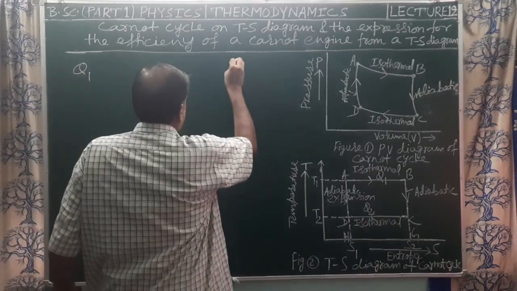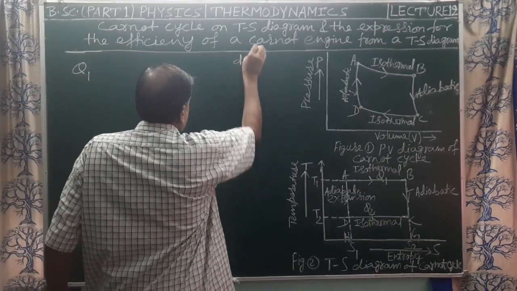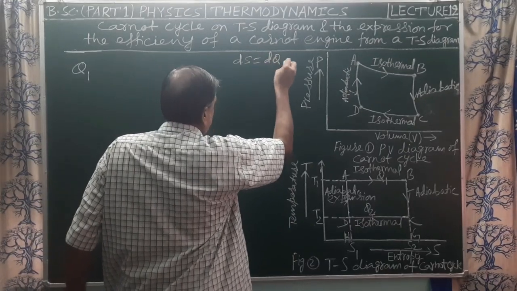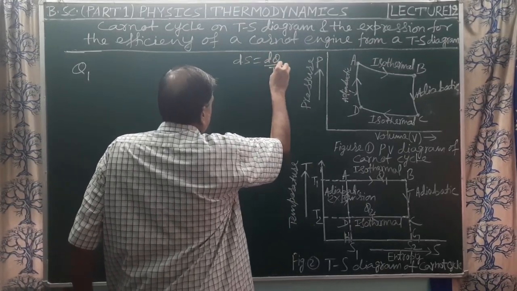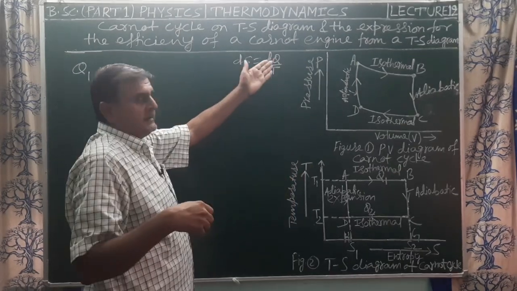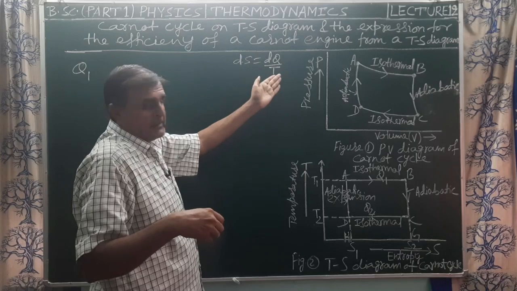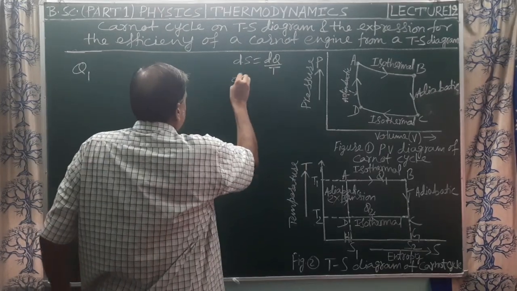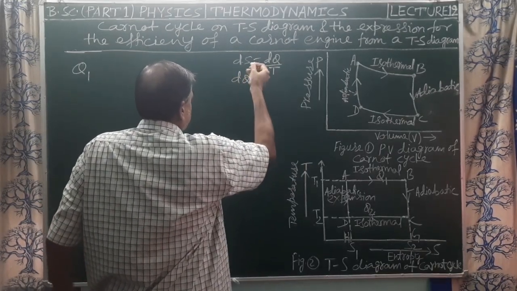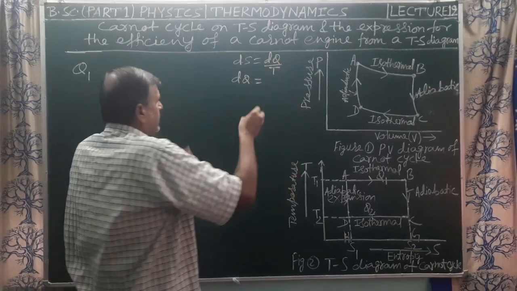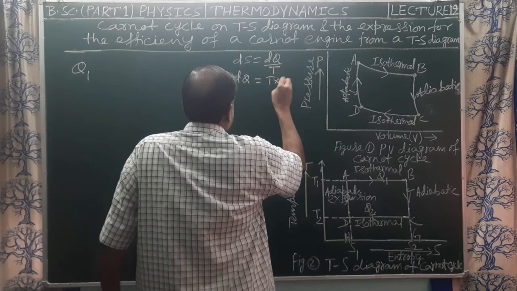We know dS, the change in entropy, is the ratio of the amount of heat added, absorbed or rejected by the system to the absolute temperature. So using this relation we can obtain dQ, the amount of heat absorbed or rejected by the system. We can calculate dQ is equal to T multiplied by dS.